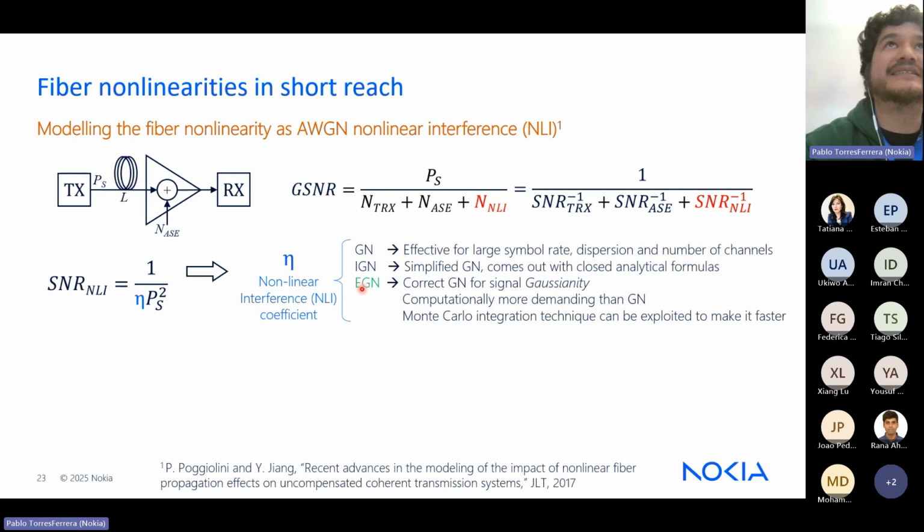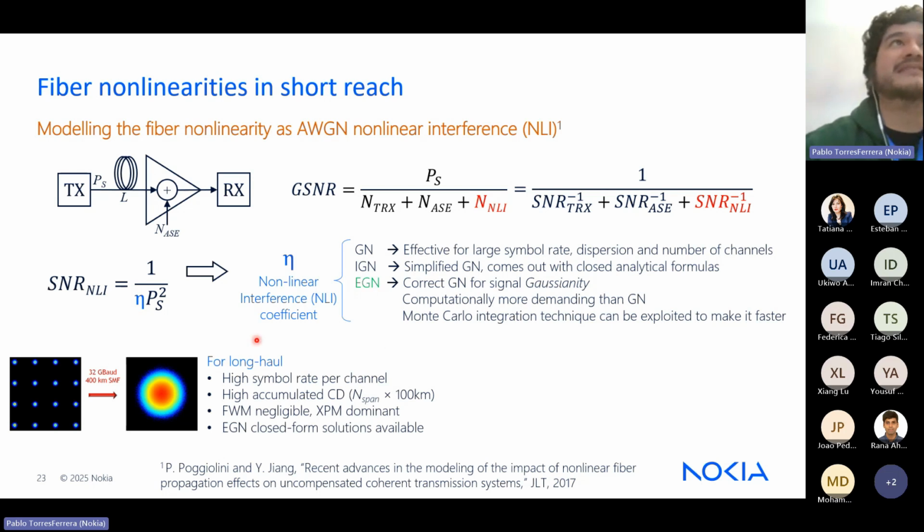And the last one is what is called the extended Gaussian noise model, which corrects one of the assumptions of the original Gaussian noise model, in which they consider that the signal is Gaussian itself, so that it can be modeled as an AWGN channel. In this extended Gaussian noise model, we don't have this limitation anymore. This is important because, as I am going to show now, for short reach we don't fulfill this Gaussian signal assumption. The drawback of this model is that it is more computationally demanding than the GN model. But one solution that my colleague explored is to use the Monte Carlo integration technique to solve all the triple integrals required to implement this model.